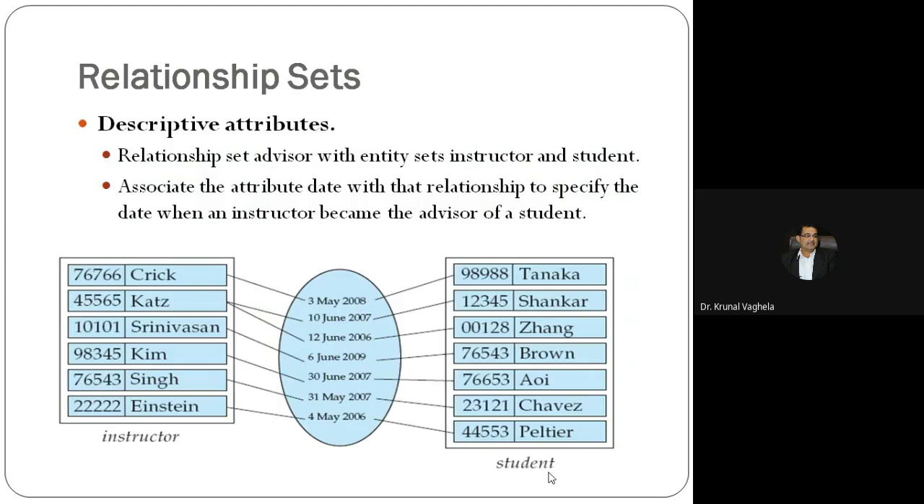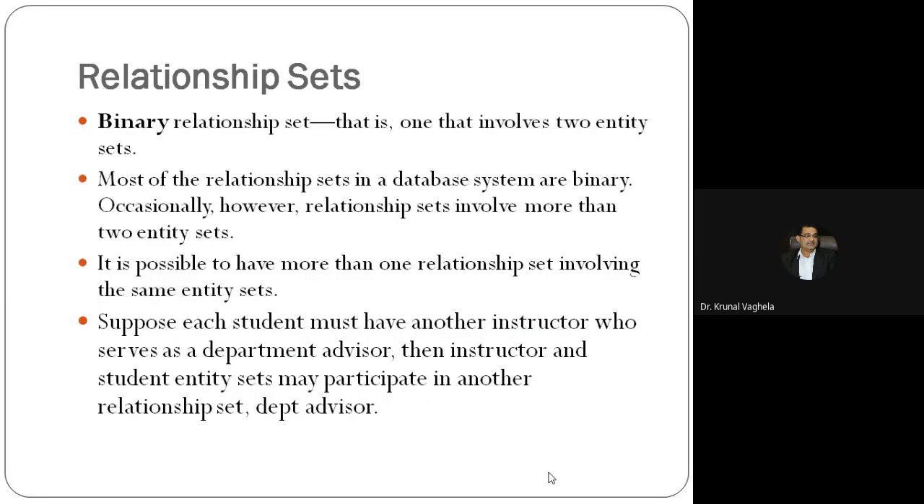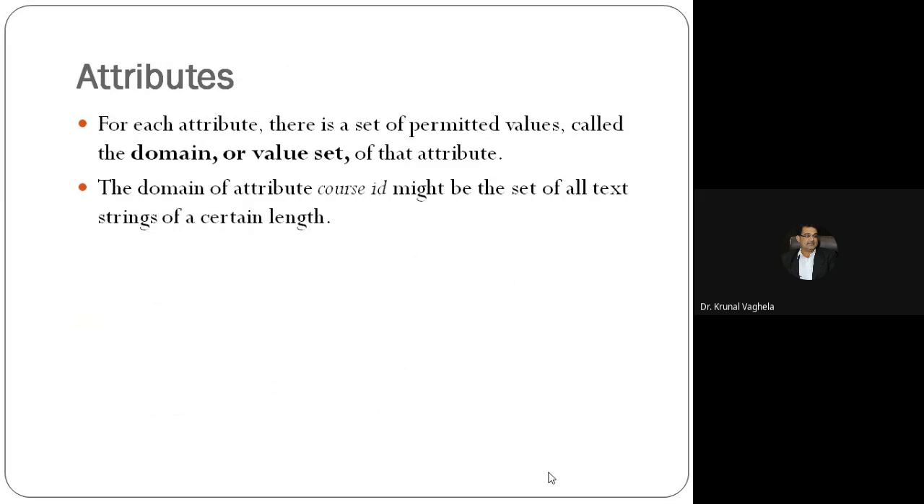Then one more thing, descriptive attribute. If your relationship set also has an attribute, generally an entity set and entity have attributes. But when the relationship has an attribute, you can call it a descriptive attribute. For example, date: on which date the instructor became instructor of the student. For example, Craig became instructor of Tanaka on 3rd of May. So it is an attribute of the relationship. So this is a descriptive attribute. It can be binary or multiple relationships can be possible.